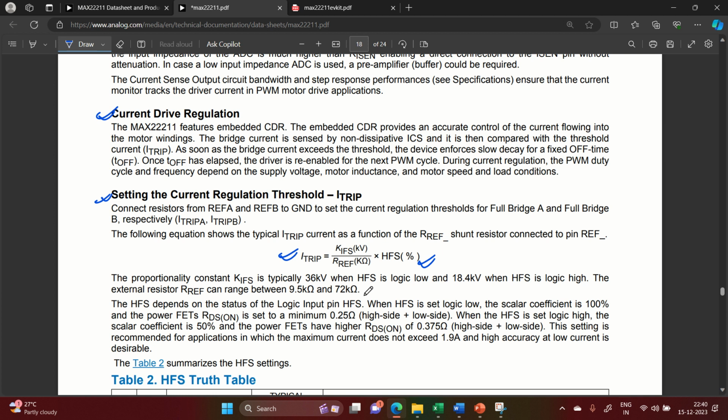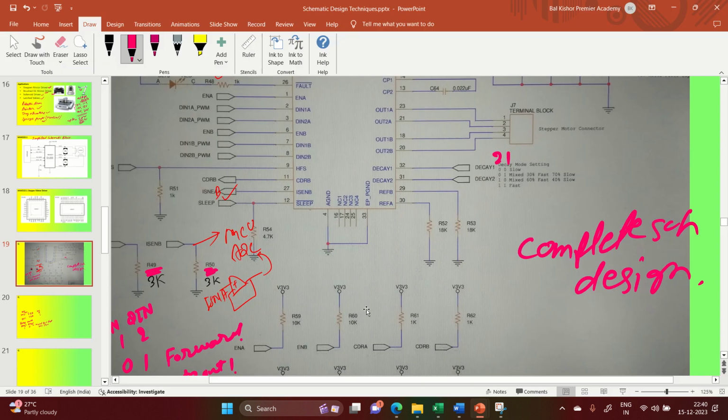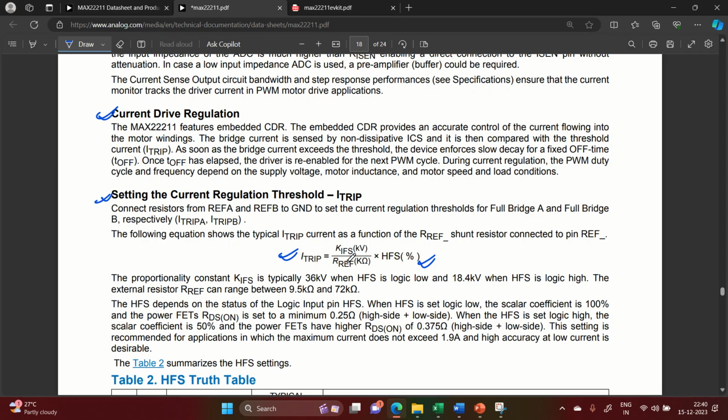So what I have done is I have kept around 18 kilo ohm. This is the reason I have kept around 18 kilo ohm. If you want, you can keep a little bit higher as well. If you start increasing the RREF value, the reference value of this resistance, then my I trip value will reduce. It means the allowed trip current will be reducing. So if you want a higher current limit, then you have to keep the RREF at a lower value.